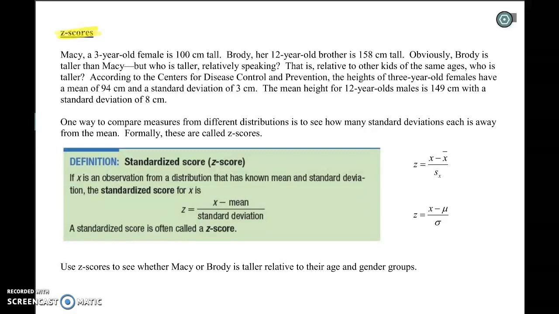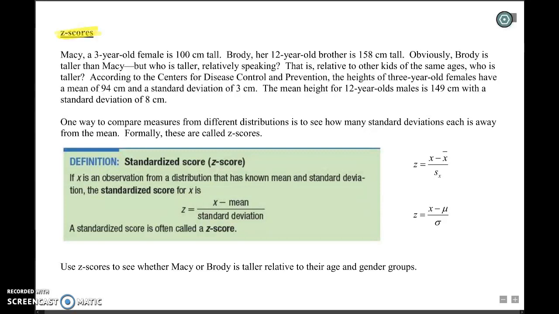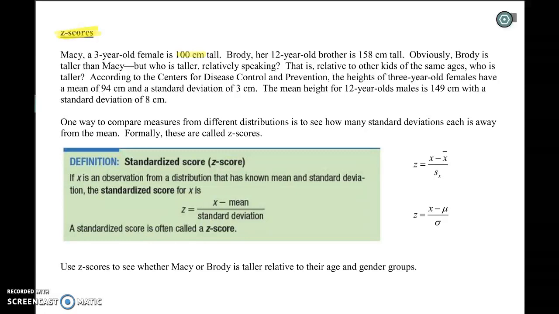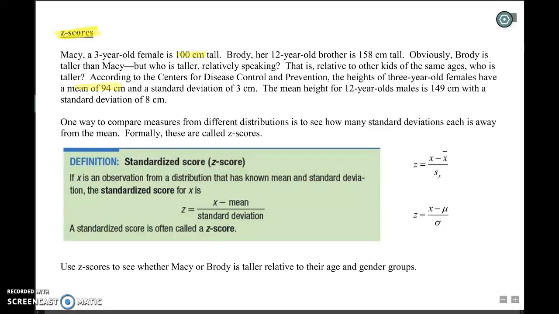Macy, a 3-year-old female, is 100 centimeters tall. Her brother is 12 years old and is 158 centimeters tall. Obviously, Brody is taller than Macy, but who's taller relatively speaking? That is, relative to other kids of the same ages and gender, who's taller? According to the Centers for Disease Control and Prevention, the heights of 3-year-old females have a mean of 94 and a standard deviation of 3. And for 12-year-old boys, it's a mean of 149 and a standard deviation of 8. So they're both taller than the average.